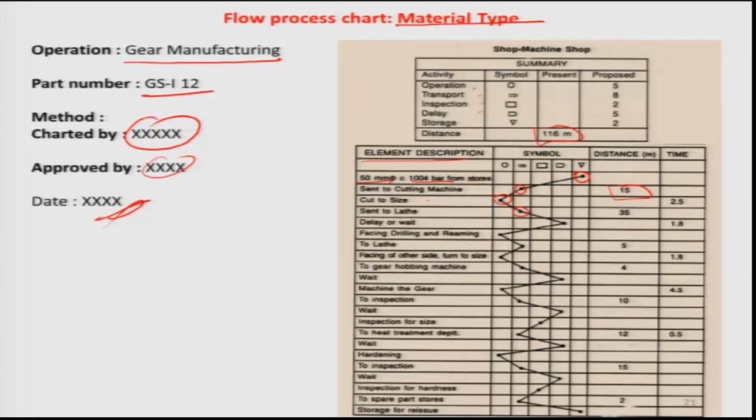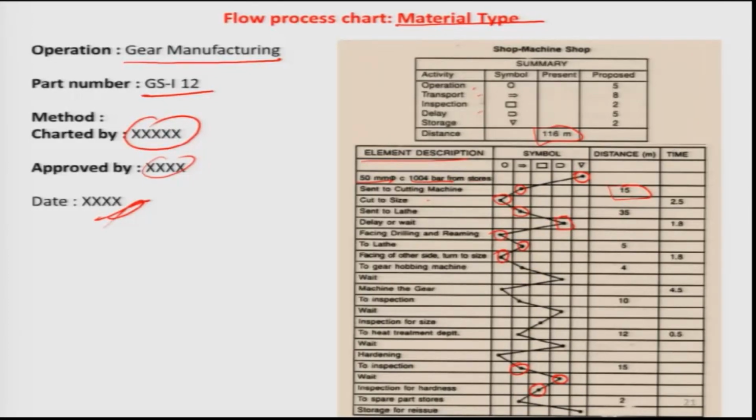Then comes delay or wait. Suppose there is some delay, so there will be this symbol. Again facing, drilling and reaming. Okay, there again there will be some operation, then to the lathe, again transportation, again facing on the other side, turn to size, again an operation. So this goes on, and finally, after heat treatment, hardening, and inspection, you will have to inspect every property so that the gear can be sold.